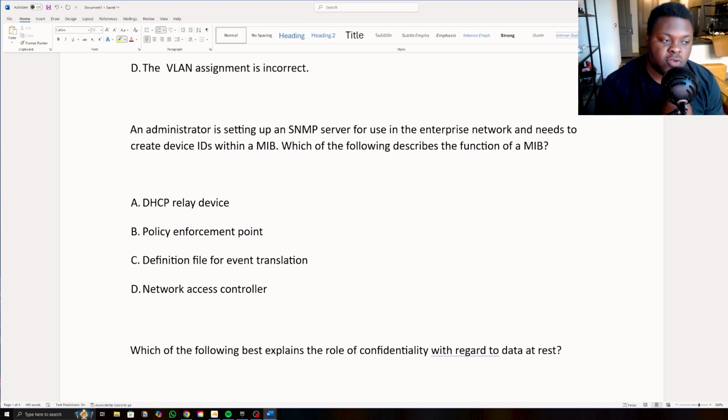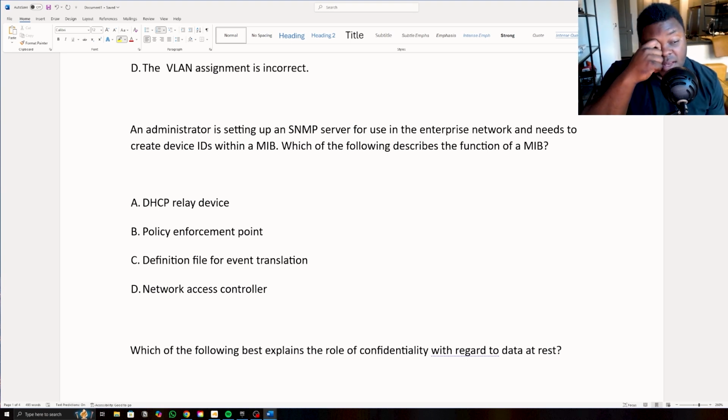So we take a look at these answer choices. Answer choice A, a DHCP relay device. That's dynamic host configuration protocol. That has to do with assigning IP addresses. It's not related to what we're looking at here. Answer choice B, policy enforcement point, that's a security thing. It just manages access pretty much. It's not relevant to what we're talking about.